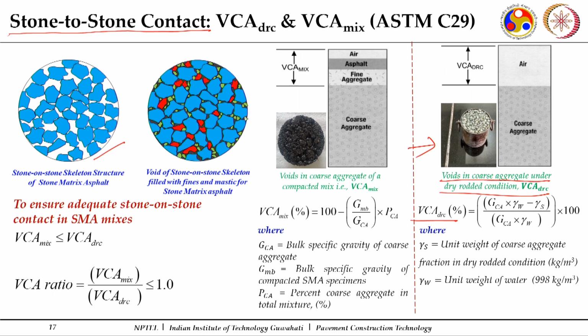Now I will add the binder to it, and I will prepare a mix. So when I prepare a mix, I can work out the percentage of fine, asphalt, and air which is there. If this percentage is less than this voids in dry rodded condition, then I can expect a good amount of stone to stone contact, and this is what is ensured in this particular specimen.